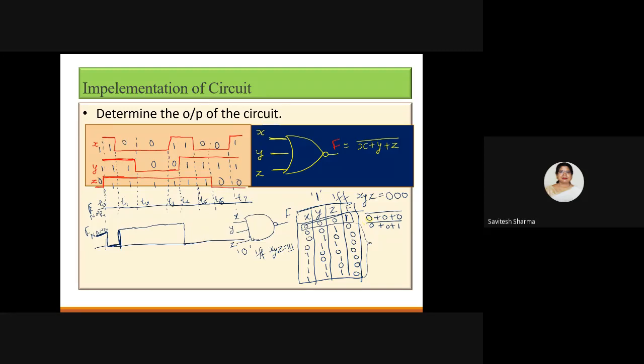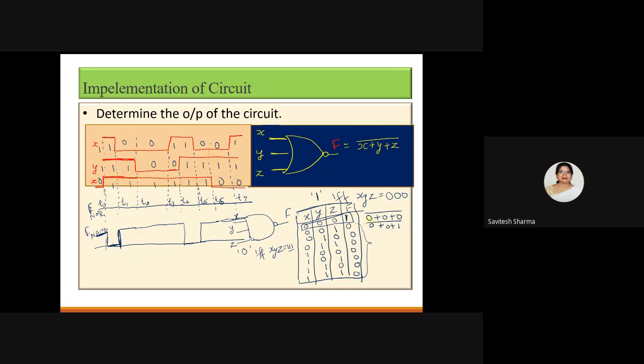T5 0 1 1. 0 1 1 1. T6 0 1 1. 0 1 T6 0 1 0 means 1. T7 1. T7 1 is again 1.